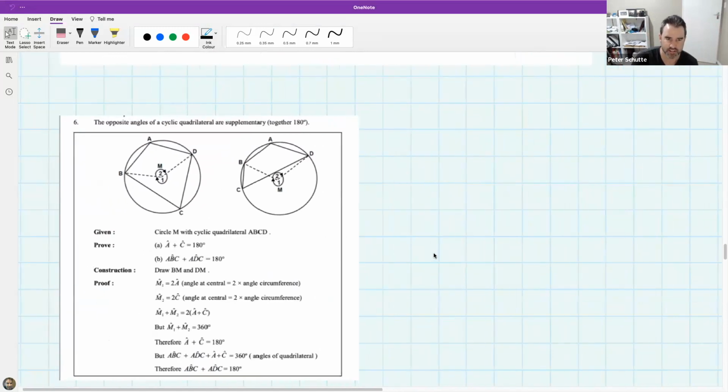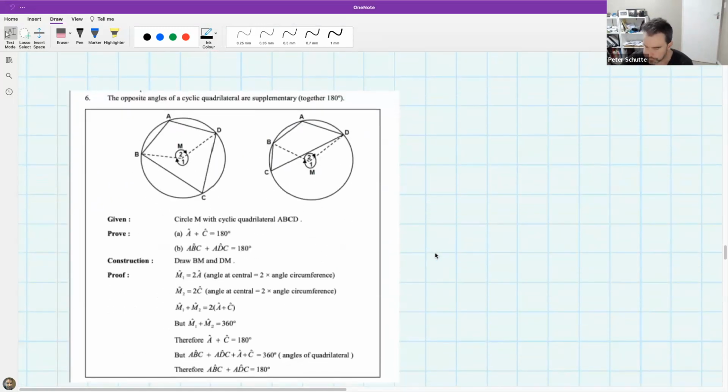You'll notice that, like all theorems, there are different steps. You've got the given. What are you given? Well, you're given a cyclic quadrilateral ABCD. So we can see there's my cyclic quad. There are two different pictures, but because of time, I'm not going to go through all of that right now. And you need to prove that A and C add up to 180. And you also need to prove that B and D add up to 180. So that is what you're required to prove.